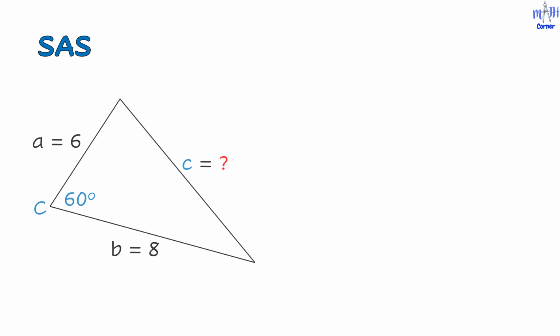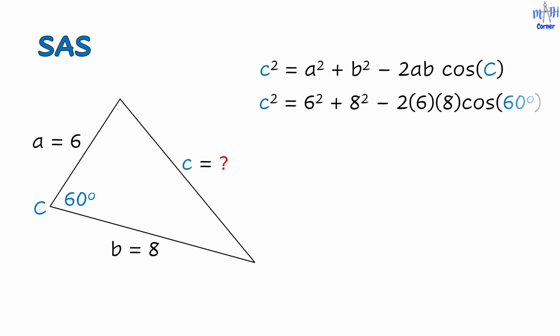Example 1, SAS. Suppose a equals 6, b equals 8, and angle C equals 60 degrees. We want to find side c. We substitute the values into the formula. c squared equals 6 squared plus 8 squared minus 2 times 6 times 8 times cosine of 60 degrees. Now simplify step by step. 6 squared is 36 and 8 squared is 64, so we get 36 plus 64 equals 100.